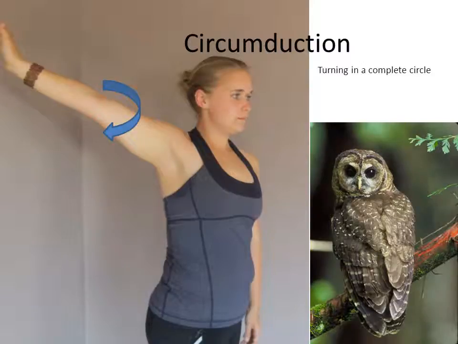Circumduction means to move a limb in a complete circle. It's only possible at the shoulder and the hip joint. Here you can see an owl can turn his head almost all the way around. That's circumduction.